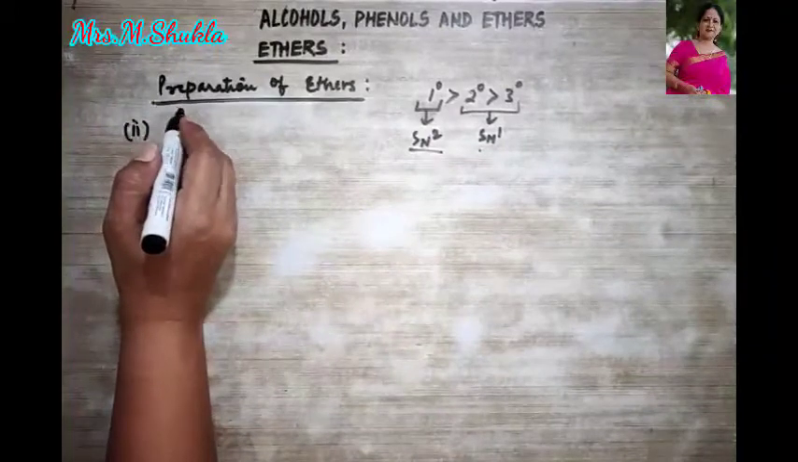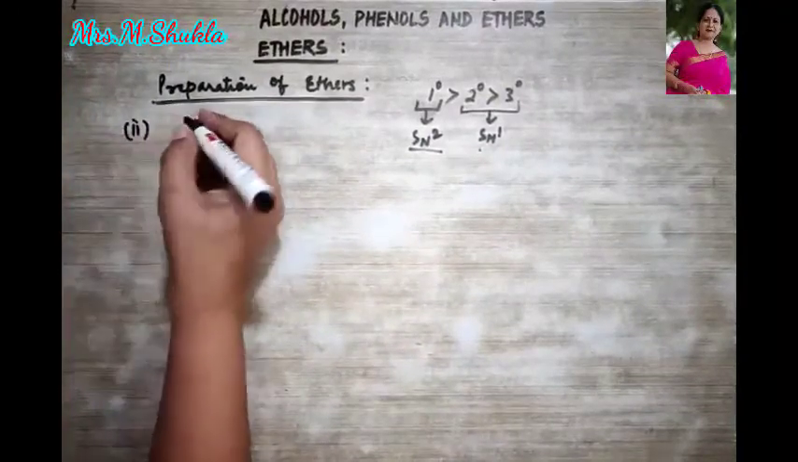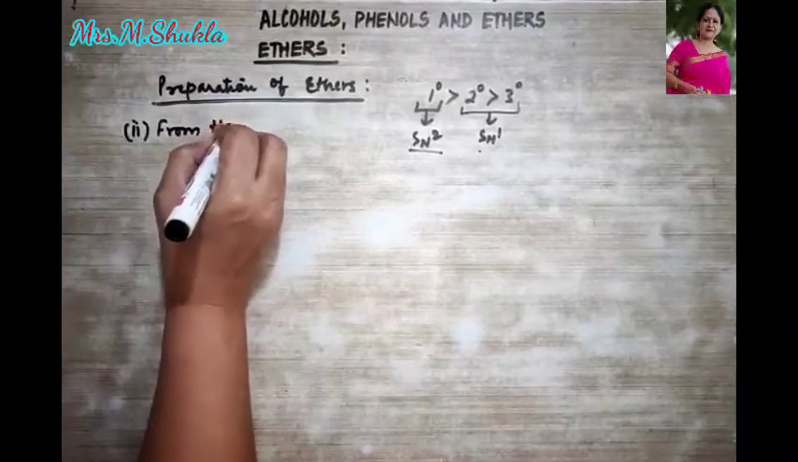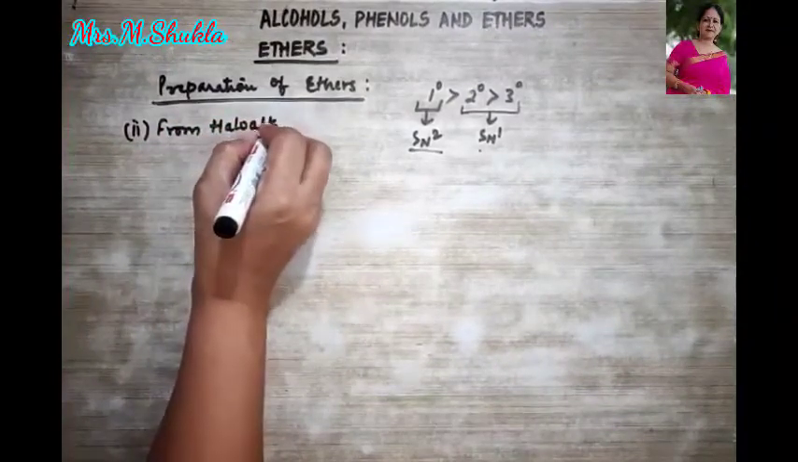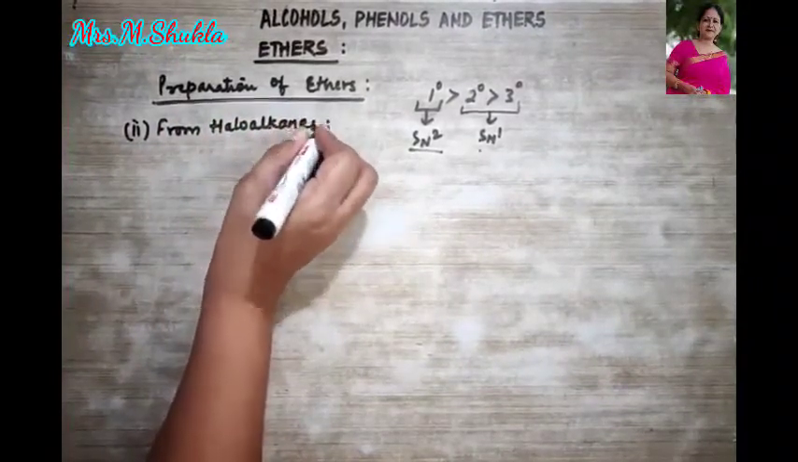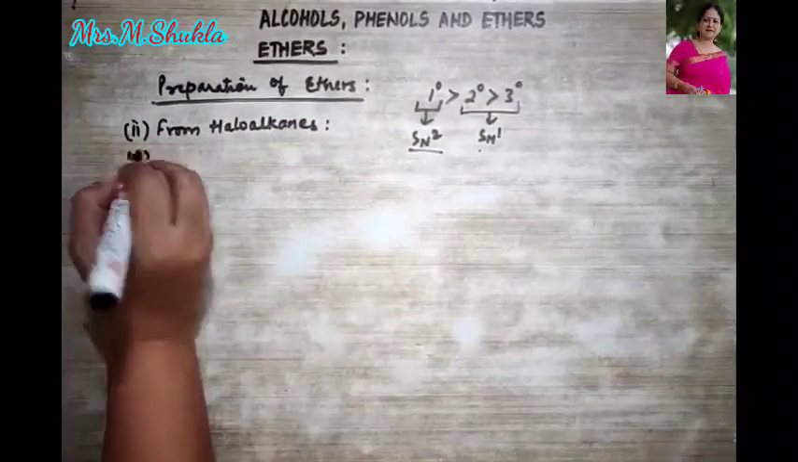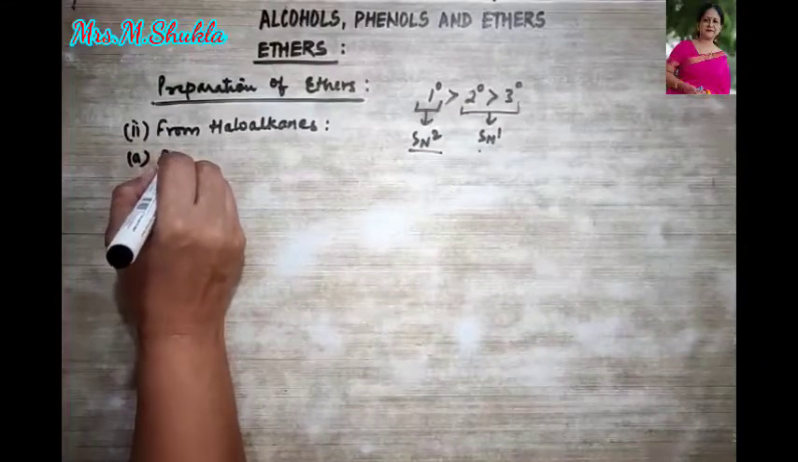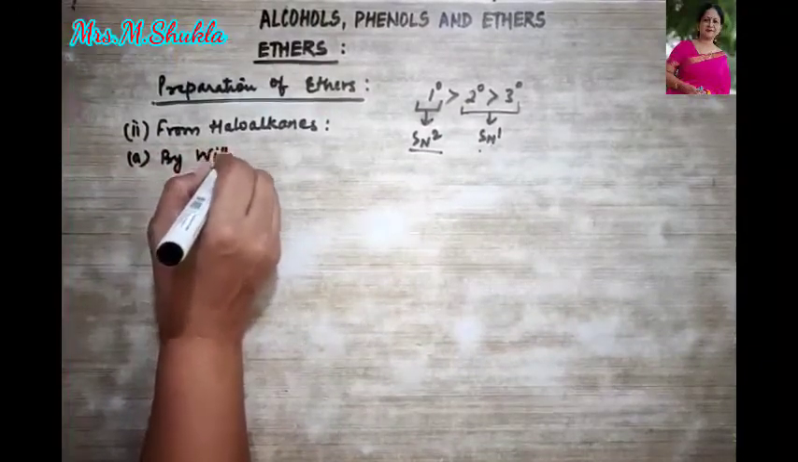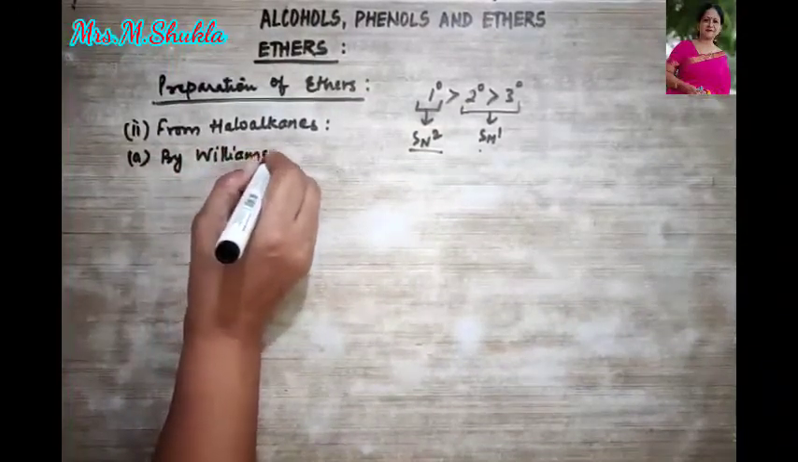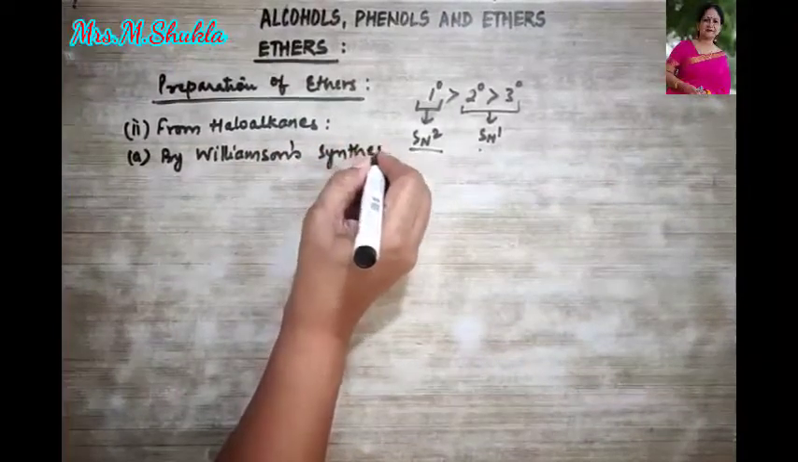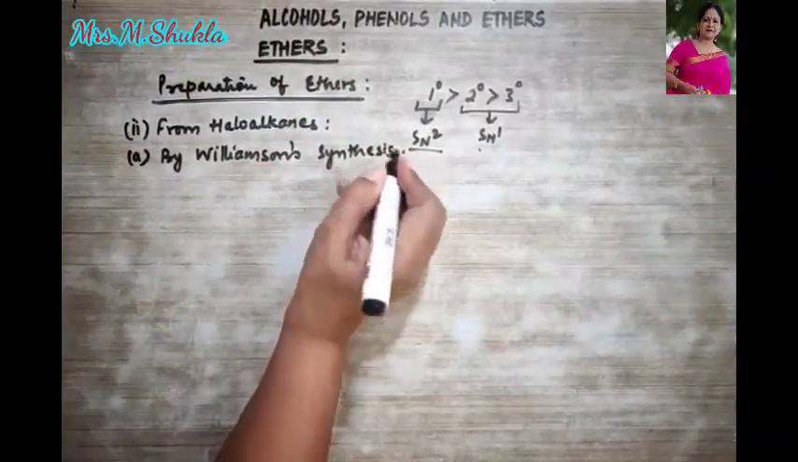Now, coming to the second method of preparing ethers, it could be from haloalkanes, right? So, to begin with, let us start with the Williamson's synthesis.